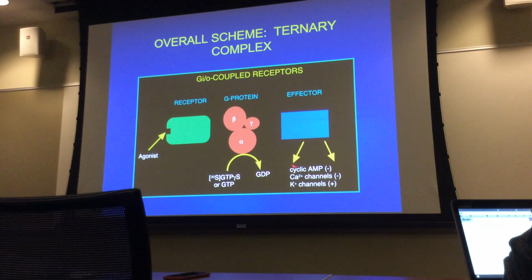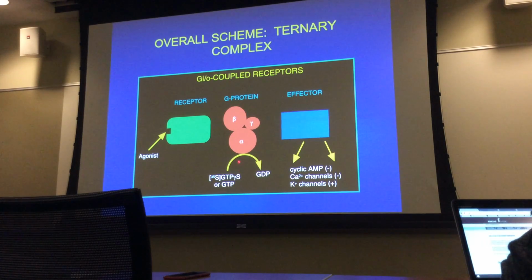The effector represents a variety of all kinds of different enzymes and channels. This particular slide is for the subclass of receptors that couple to the inhibitory Gi and Go proteins. So the effectors for these are inhibition of cyclic AMP, inhibition of calcium, and stimulation of potassium, but there are other effectors as well. But the thing that glues them all together is this G protein, okay, which has 3 subunits involved in it, alpha, beta, and gamma, all of which are very important in this whole process. I'll define it in a minute.